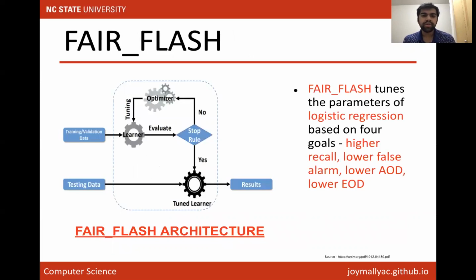And the algorithm we are using is FairFlash. It's a sequential model optimization algorithm. We start with the training or validation data, and we build a learner with default parameters. Then, at each step, we find the best parameters depending on the 4 goals: higher recall, lower false alarm, lower AOD, and lower EOD. We continue this process until the stopping criteria is met. Finally, based on the validation data, we get the best parameters of the model, and we use that model to get the outcomes from the test data. So this is the concept of FairFlash, which is a 4-goal optimization strategy. The 4 goals are higher recall, lower false alarm, lower AOD, and lower EOD.